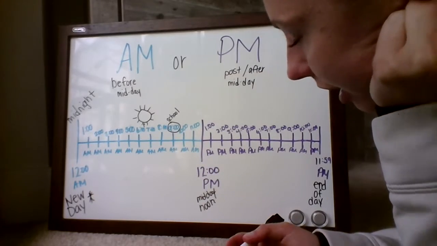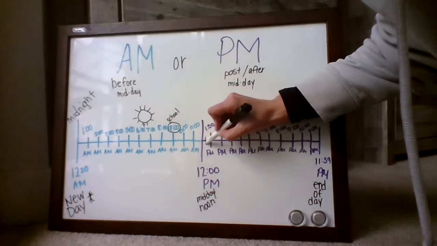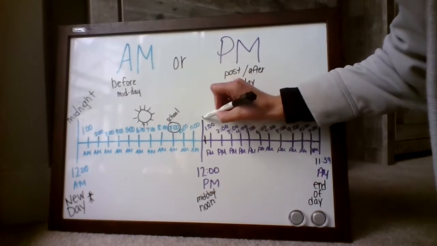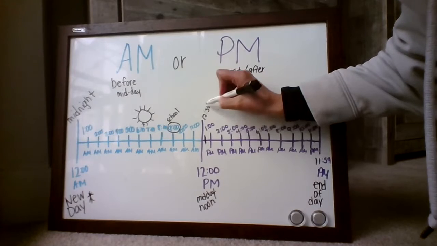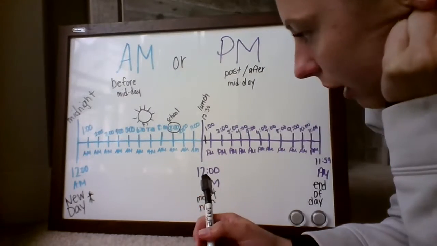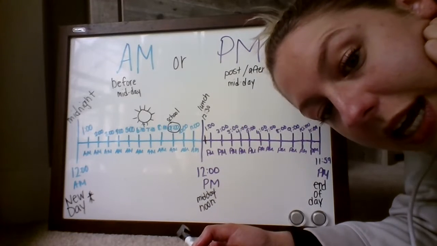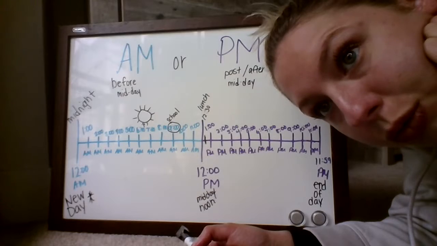Now, we have lunch at school at, I'm going to make a new line, 12:30 we have our lunch. And this is 12:30 p.m. because it's after midday. It's after noon.